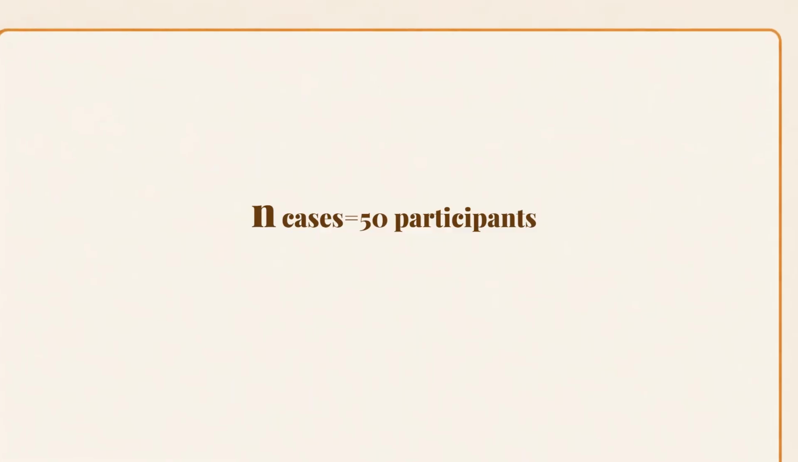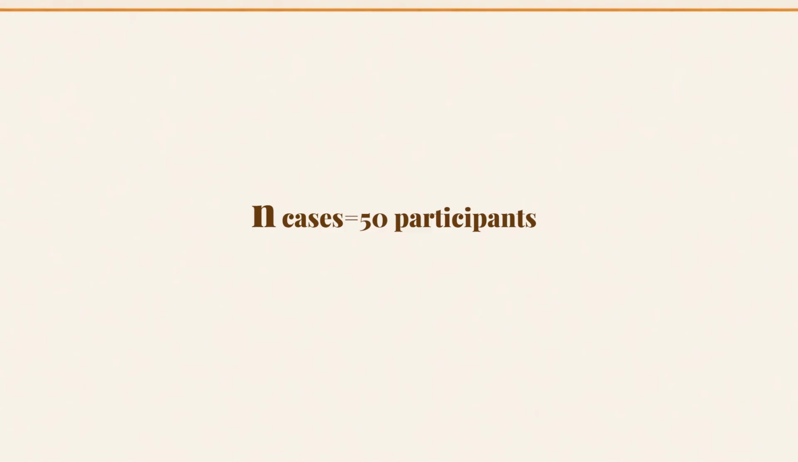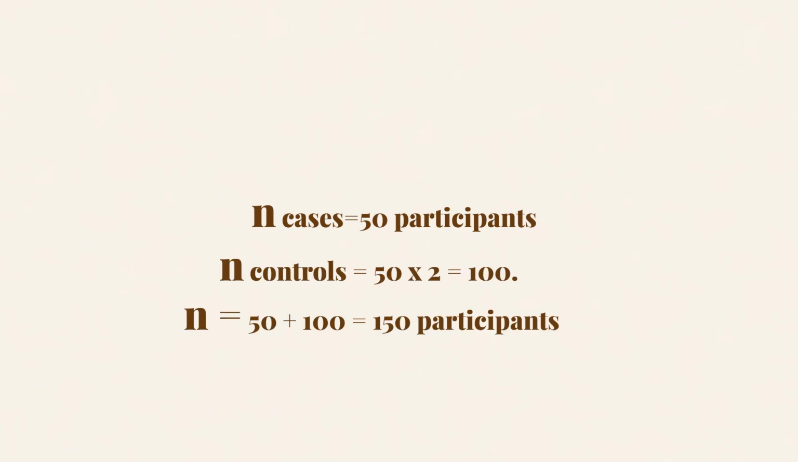Now let's say I've decided that for every case I want to have two controls. That's 2:1. So I'm going to use 2 in my calculation. Let's say for example the final answer is 50 participants. That's the cases. That means I'm going to need times 2 of that number for my control. So I'm going to recruit 100 people as my control. Altogether, the final sample size is going to be 150 people.